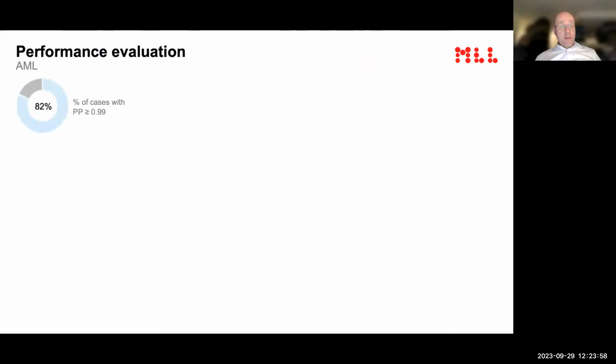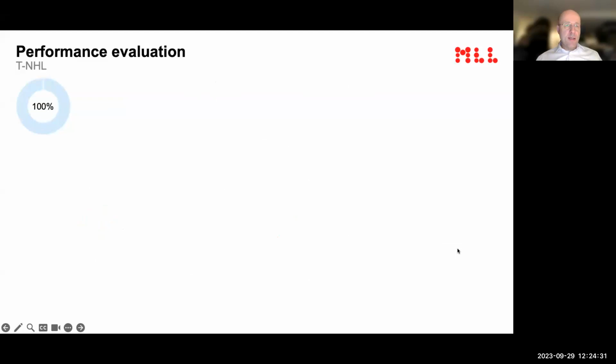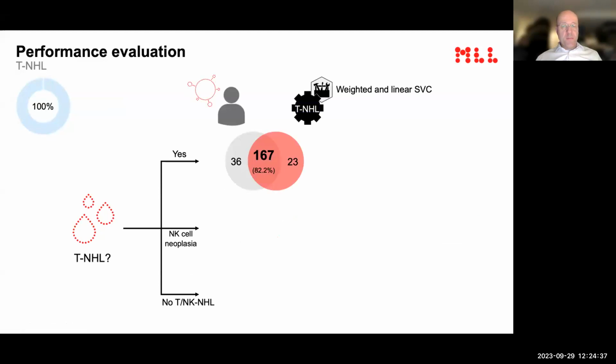And you see here now what we achieved, and for the different panels, we selected cases based on different prediction probabilities. For AML, we used only cases with a very high prediction probability because there were quite many, 82% could be included. And as you see here, the majority of cases have been predicted correctly with a very high average recall of 99.8%.